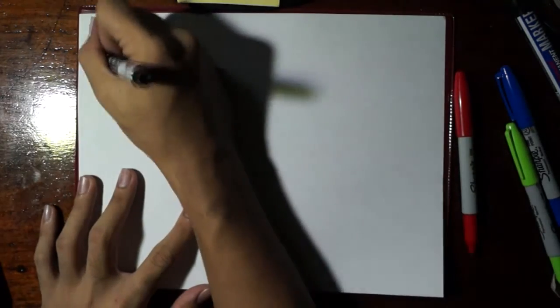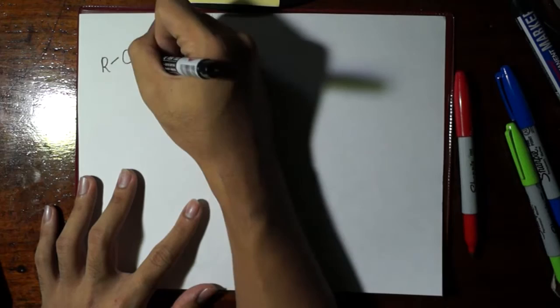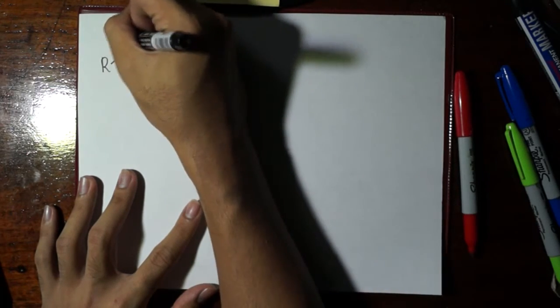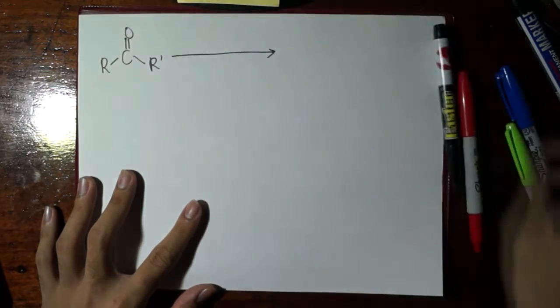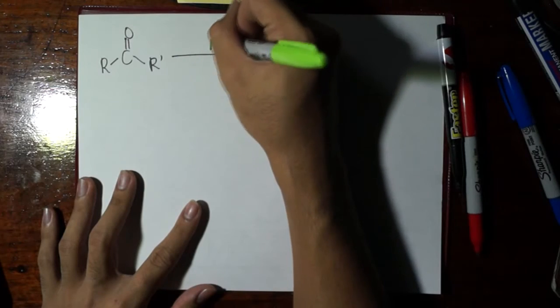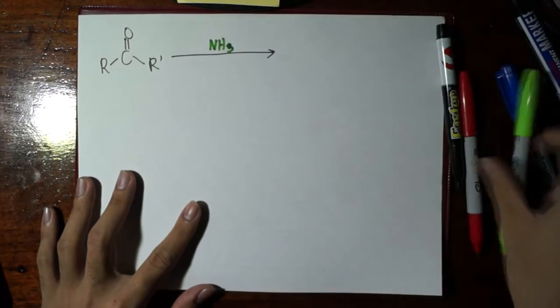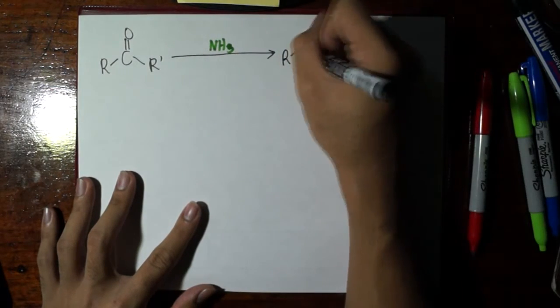Now, let's go to the third type, or the third nucleophile. And that's actually an amine, or just to make it simple, ammonia. Same thing will happen.